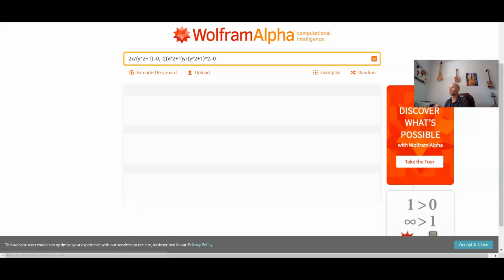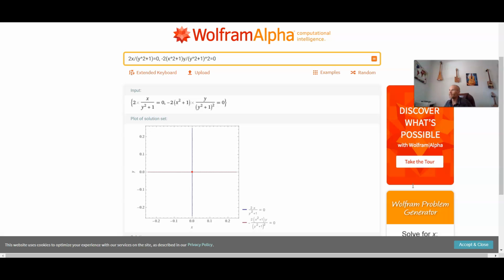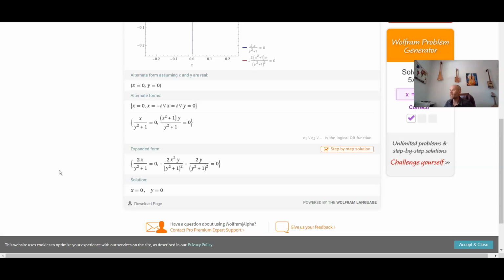Okay, so now we just need to press enter and make sure that Wolfram Alpha interpreted what we wanted. Sometimes it will pull things out of the numerator, but this is still 2x over y squared plus 1. This is still negative 2 times x squared plus 1 times y over y squared plus 1 squared equals 0. And we obtain our critical points as being x equals 0, y equals 0.